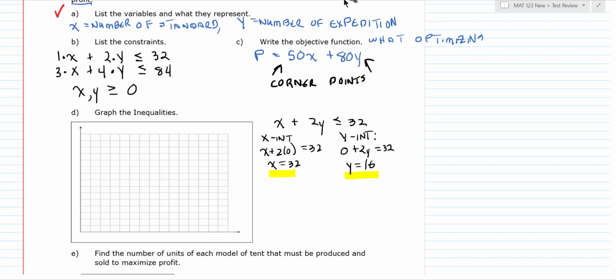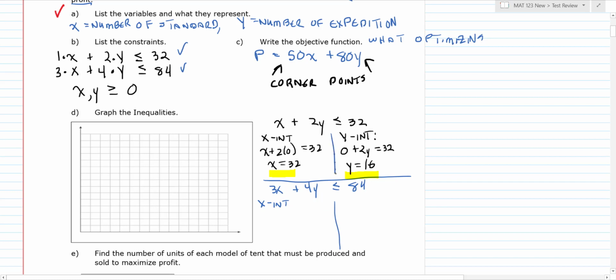Now I'm going to go ahead and go to the next equation, which is 3x plus 4y less than or equal to 84. Again, we're going to find the x-intercept and the y-intercept. Okay, same idea. You can do this in your head if you want to. X-intercept, let y be 0. So it would be 3x plus 4 times 0 equals 84. Solve this equation. Okay, you can divide by 3. You can use your calculator to figure this stuff out if you want to. So 84 divided by 3 is going to give an x-intercept of 28.